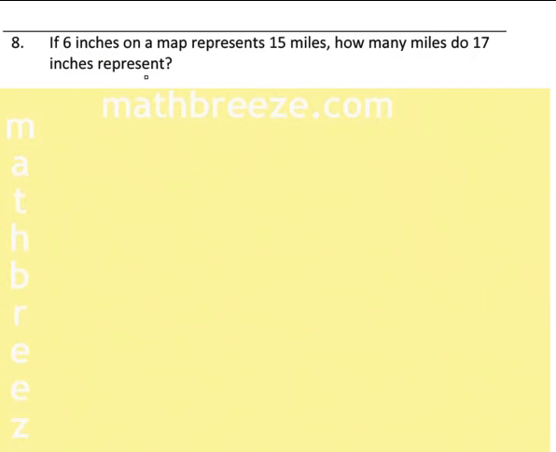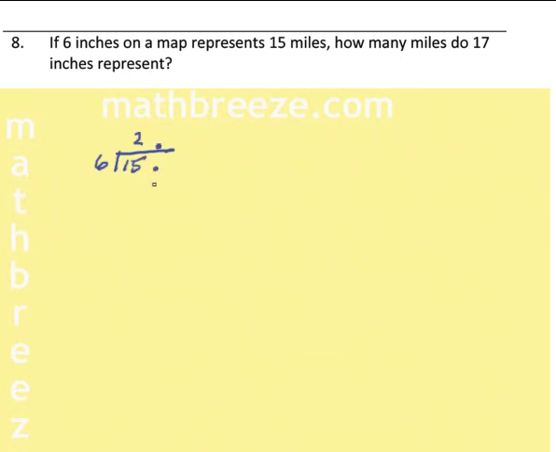Number 8 says 6 inches on a map represents 15 miles. How many miles do 17 inches represent? So let's see what 1 inch represents. All right. So if 6 inches represents 15 miles, then let's see how much 1 inch represents. So we'll divide 6 into 15.